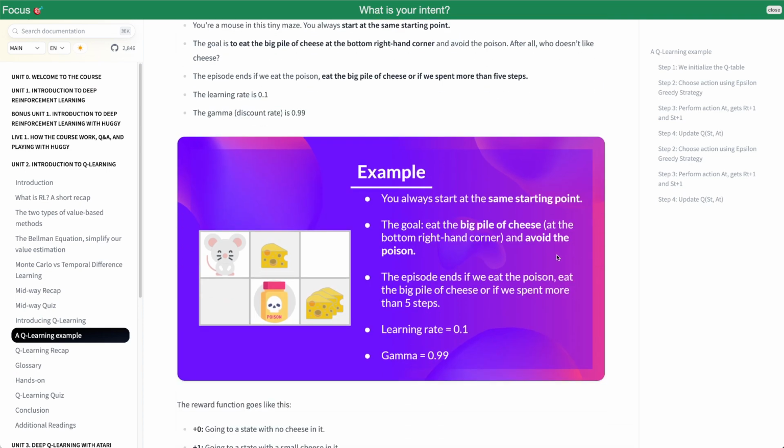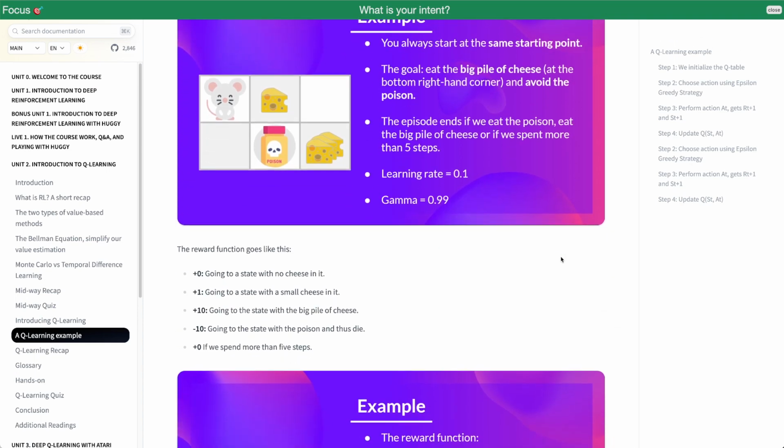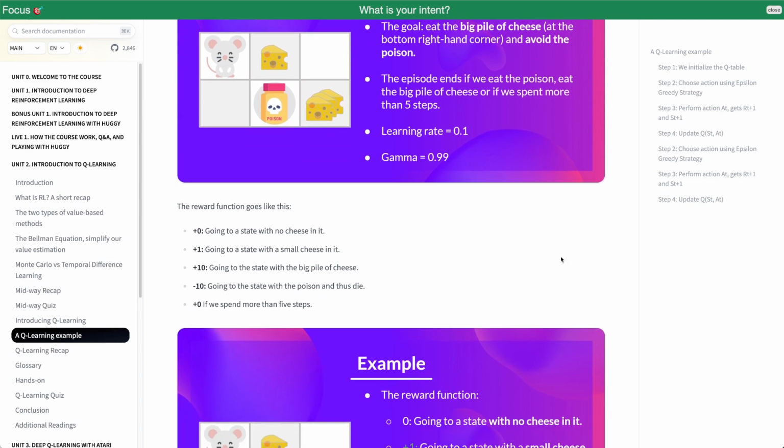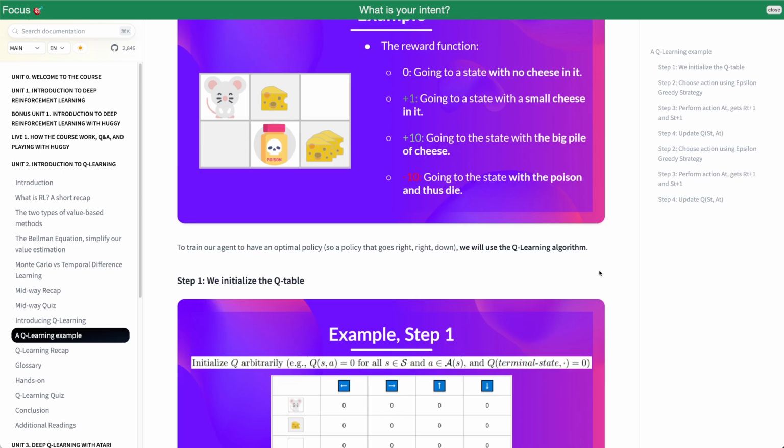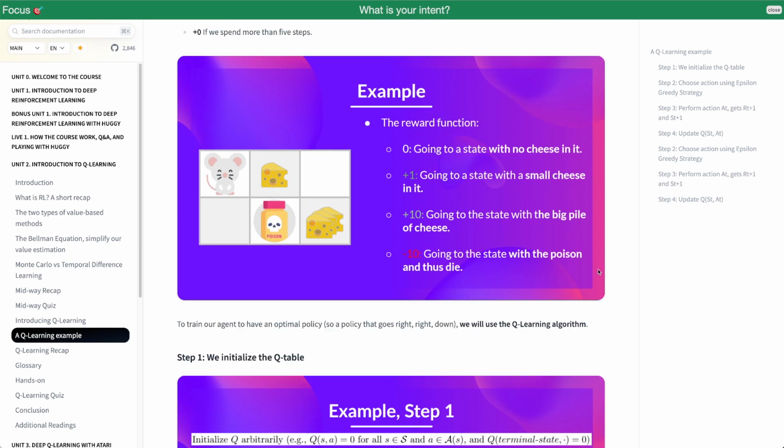Yep, that's what we just read. The reward function goes like this: plus 0 going to the state with no cheese on it, plus 1 going to a state with a small cheese on it, plus 10 going to the state with a big pile of cheese, minus 10 going to the state with the poison, and thus die. Plus 0 if we spend more than 5 steps, which should also end the episode. This is that in a better diagram.